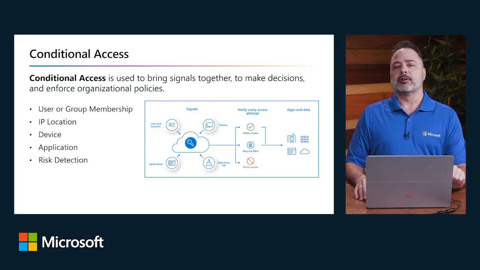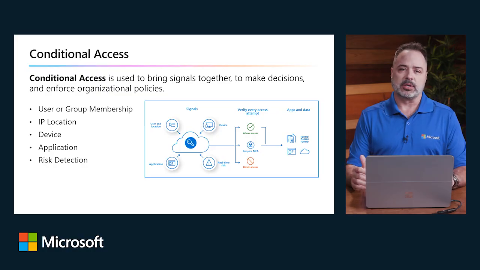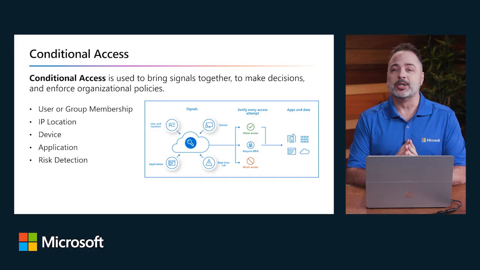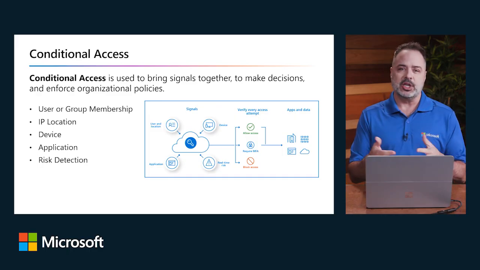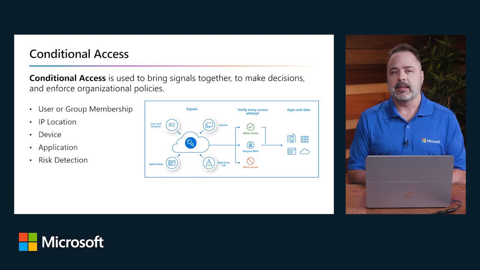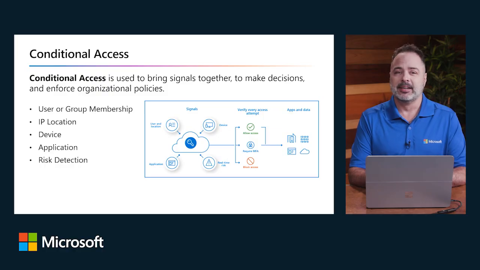The modern security perimeter now extends beyond an organization's network to include user and device identity. Organizations can utilize those identity signals as part of their access control decisions. Conditional access is the tool used to bring these signals together, making decisions and enforcing organizational policies. It is at the heart of the new identity-driven control plane.